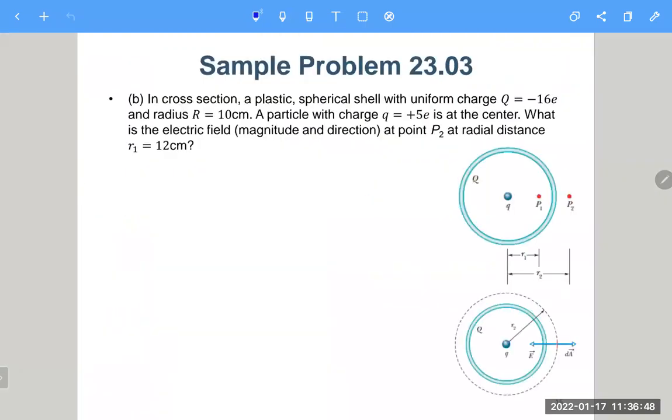For the second one, we would like to find the E field at point P outside the spherical shell. Here we also define this Gaussian surface to be a sphere with a larger radius. Here we may consider this is R, and R is larger than capital R.